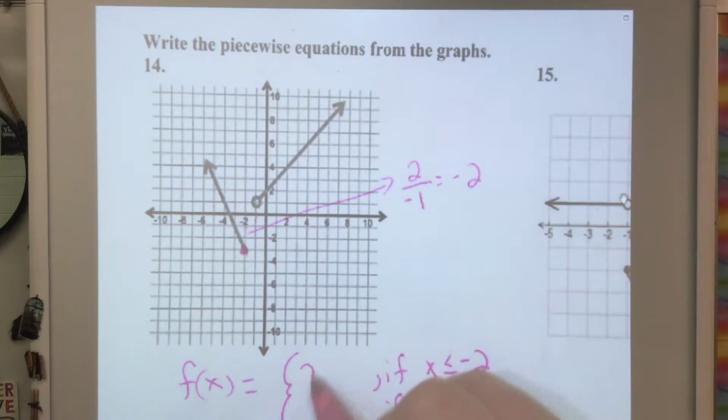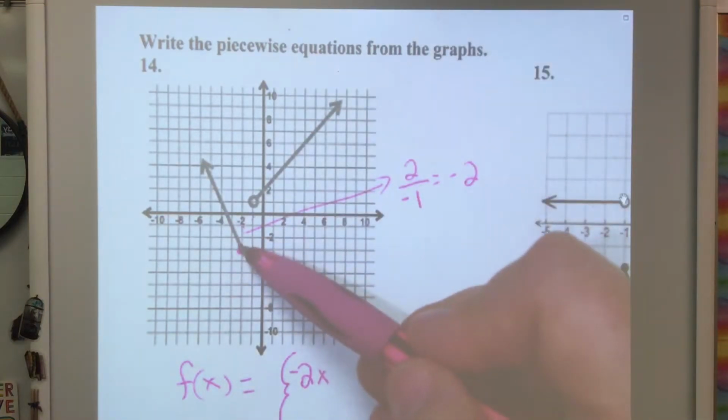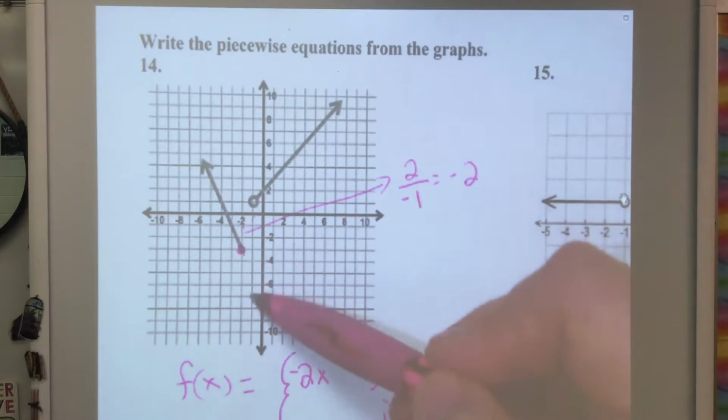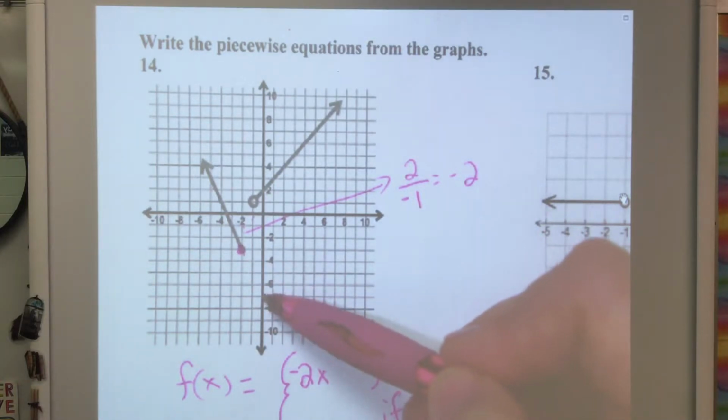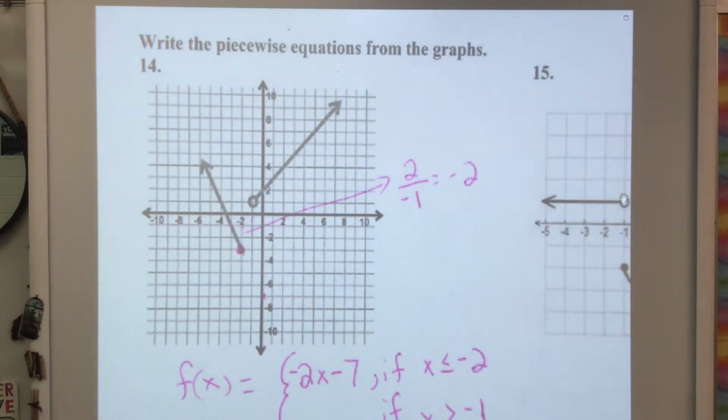So I would have -2x, and then I just need to figure out what my y-intercept is. So if it's -2, I could go down 2 over 1, down 2 over 1, and it would hit here, the point at -7. So I would just subtract 7, and there's the first line of our piecewise function.